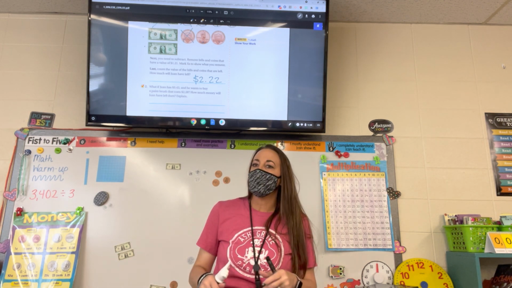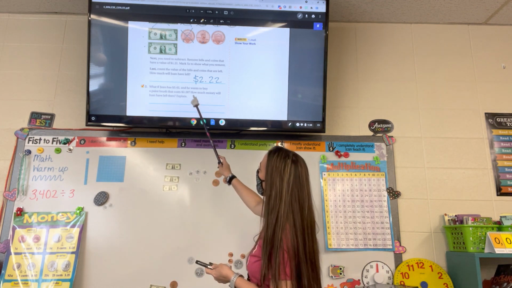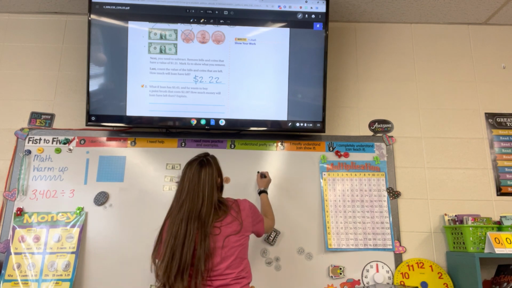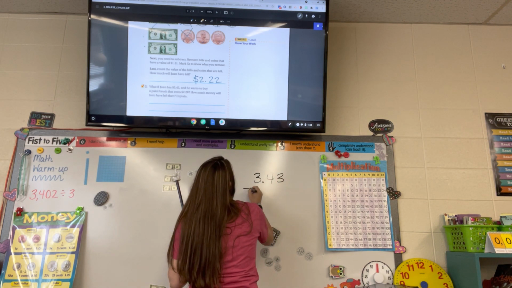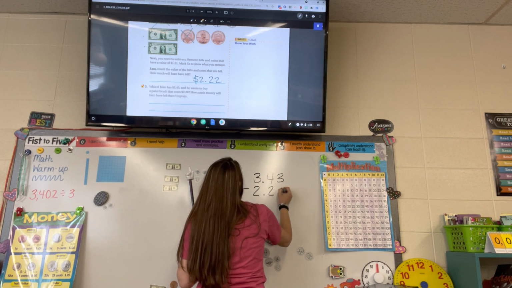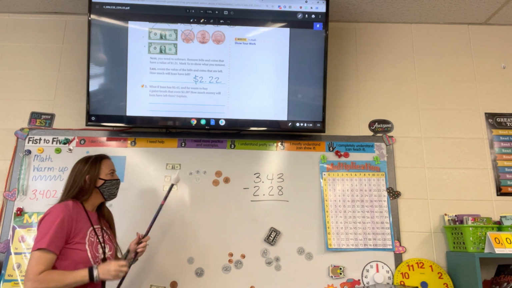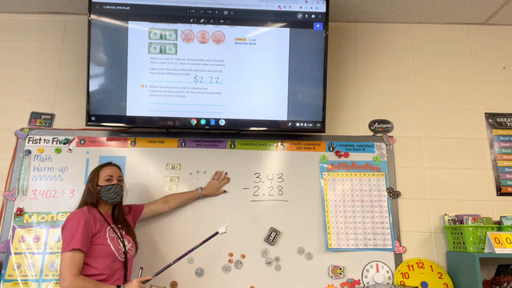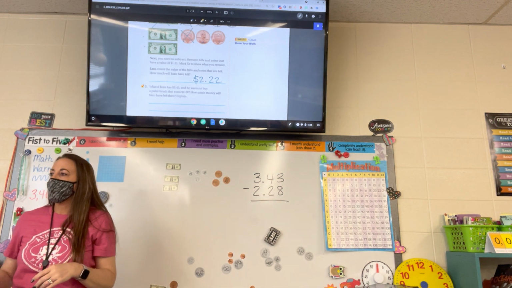Okay, so we started with $3.43, right? The paintbrush costs $2.28, so we are taking away $2.28. $3.43 minus $2.28. Can we take away 8 pennies? No. We only have 3 pennies, don't we? So what do we need to do? One word begins with an R. Ella?